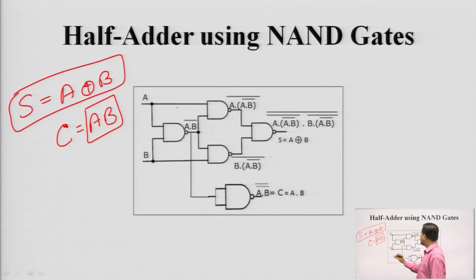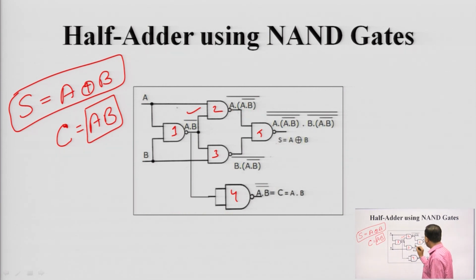Here there are 2 inputs, and we are using 5 NAND gates. What will be the output of the first NAND gate? It will be A dot B whole bar. Now this is going to NAND gate 2 and this point is going to NAND gate 3. The output of NAND gate 2 will be A dot B bar whole bar and of NAND gate 3, B dot A dot B whole bar whole bar.